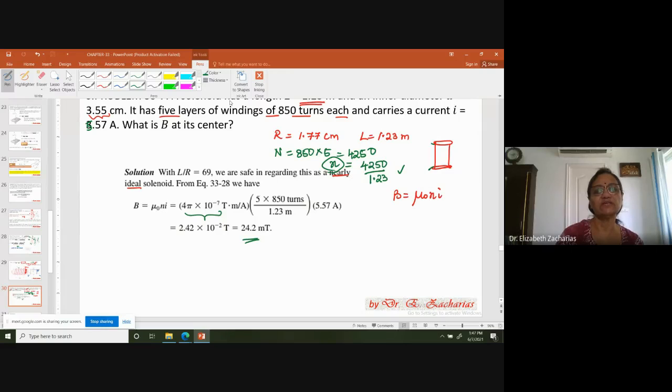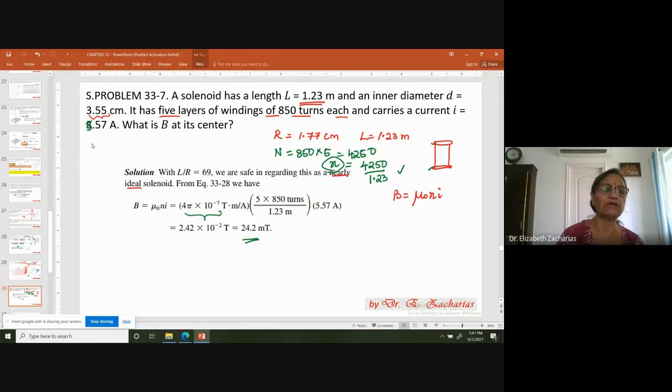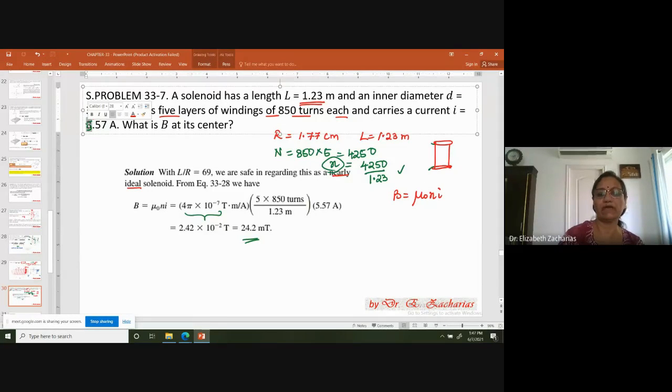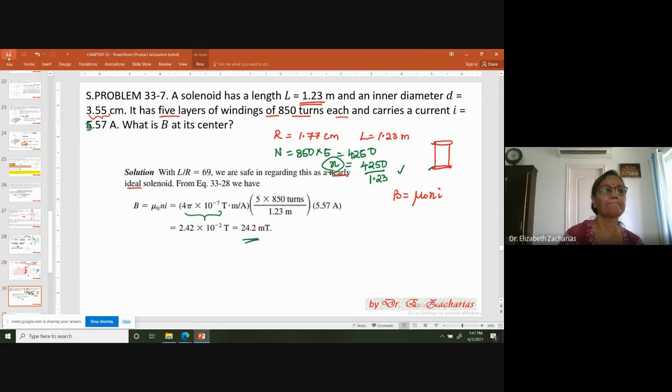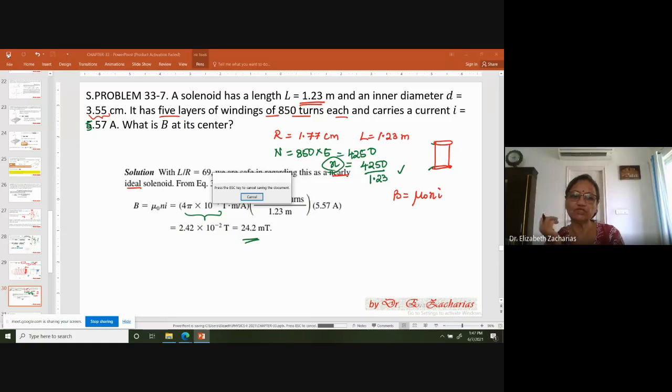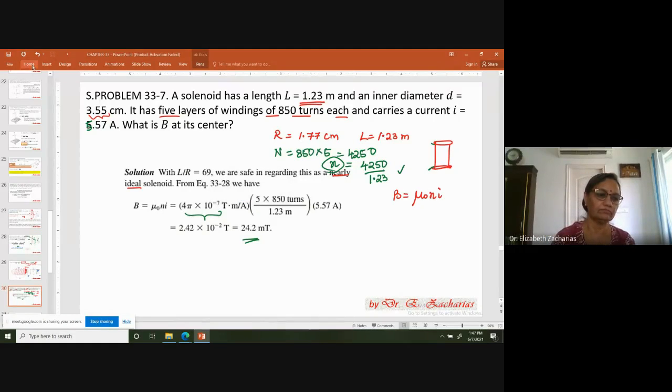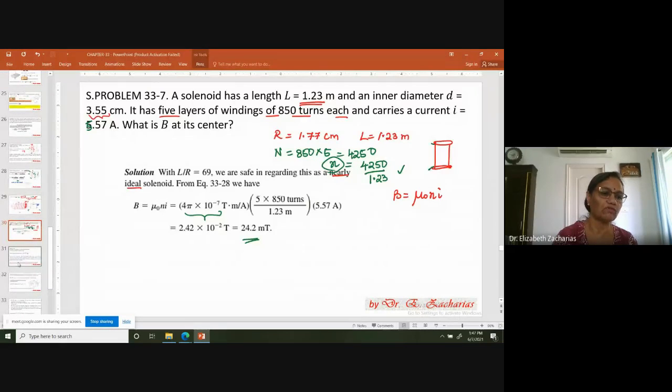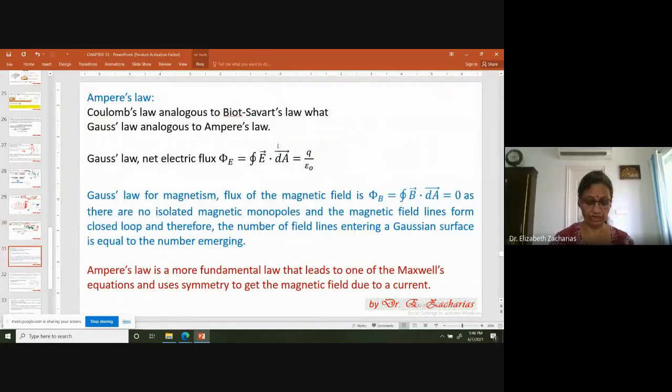Now the question is, have you at any time come across an electromagnet? Anywhere? Have you come across the term electromagnet? Okay, well, if you have not, I think you're never going to hear it again.